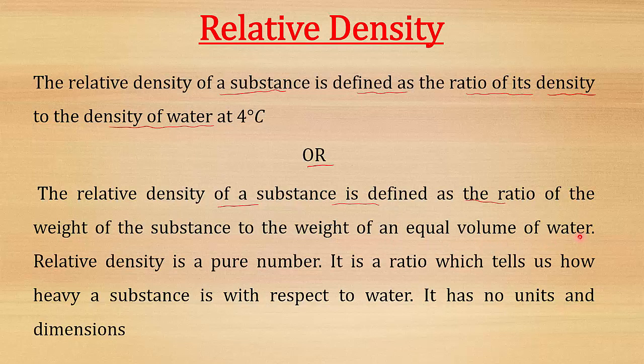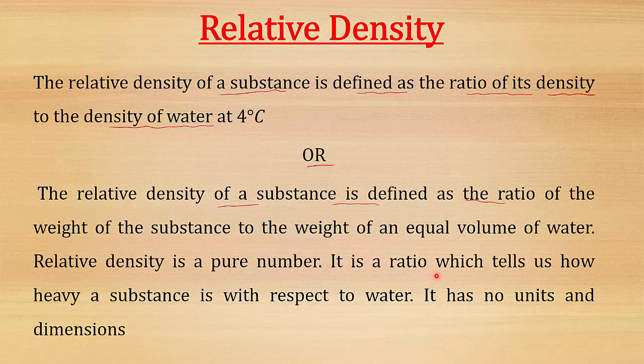If you want to define relative density, we have to consider the weight of a given substance with respect to the weight of an equal volume of water. Relative density is just a pure number. It has no unit because the units get cancelled, as we define it as a ratio: density of the given substance with respect to density of water. Both will cancel, so we get just a pure number.